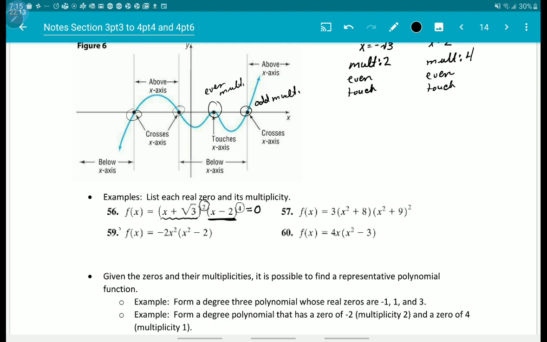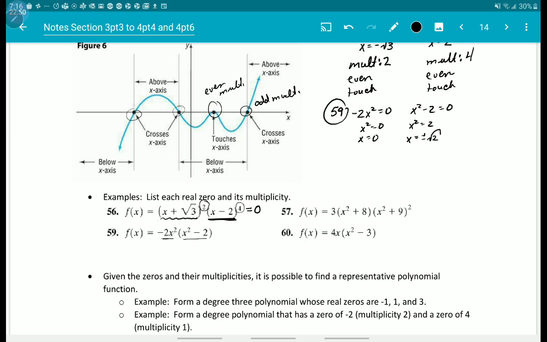Now let's look at 59. So 59, we have 2 factors. There and there. So if we set each of those factors equal to 0, we're going to get x squared is equal to 0, so x is equal to 0. And then we're going to get x squared equals 2, so x is equal to plus and minus square root of 2. So 2 factors are coming out there.